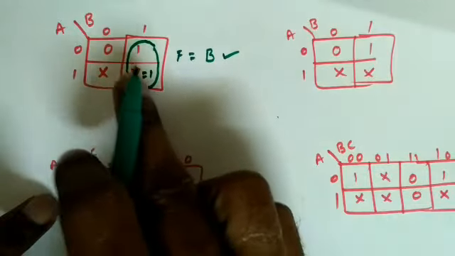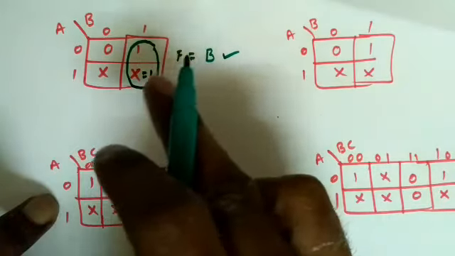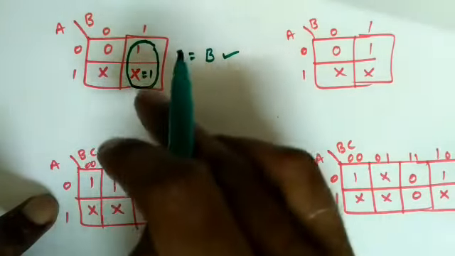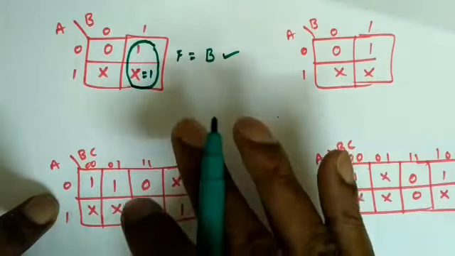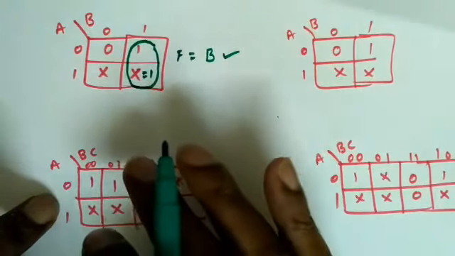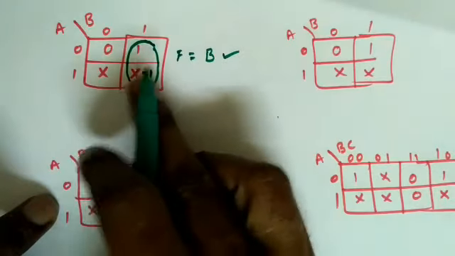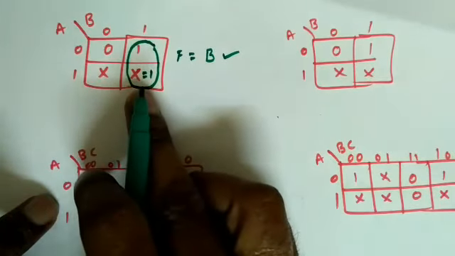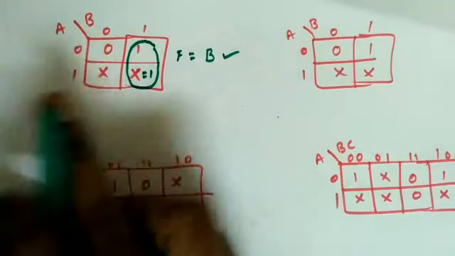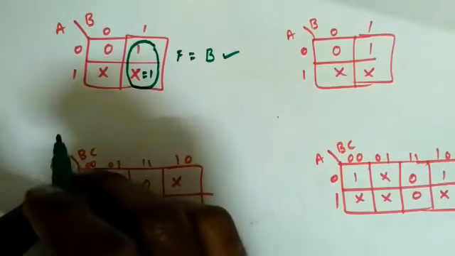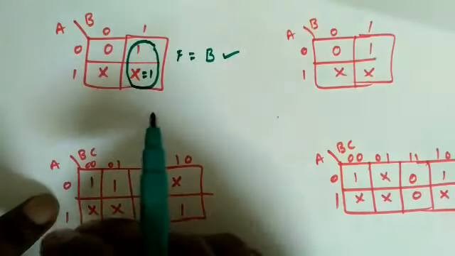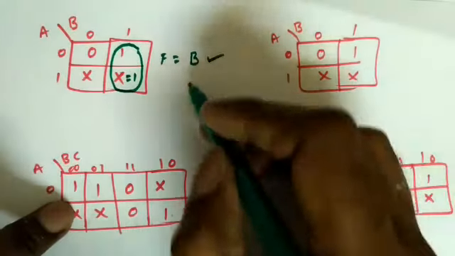So I told already, x is a don't care condition. So the functional value we assume is undefined, so it's not necessary, right? So in those cases, I will assume only x is equal to 1, so I will eliminate like this. So I will assume in this case x is equal to 0, because I will get an extra term, right? Now this is f is equal to b.